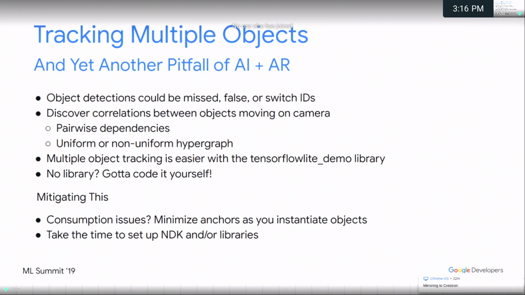To mitigate this, definitely take the time to set up your NDK properly and get that Bazel build working. You're also going to want to minimize the anchors as you instantiate objects, because anchors do take up a lot of memory. You're going to want to basically have just one of them, and by tracking one anchor, it's going to be a lot simpler to track these things. When you're trying to track multiple anchors, it could all get messed up.